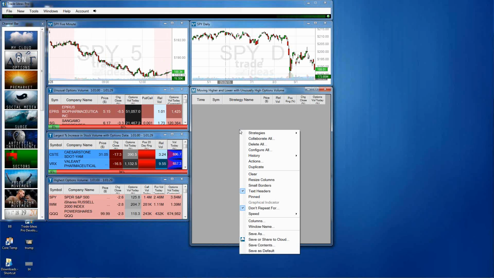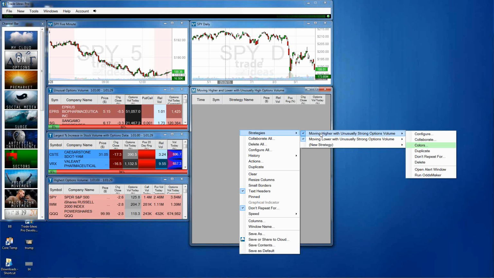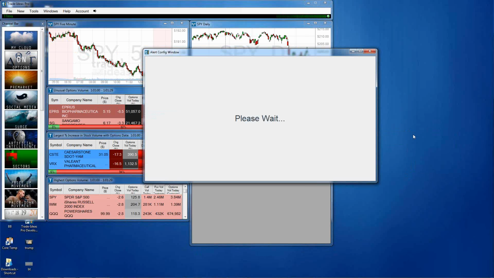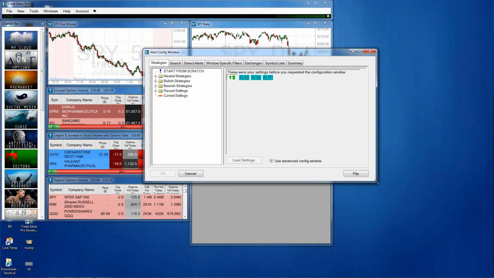So if we right-click and hover over the Strategies tab, you can see that I only have two strategies in here: moving higher with unusually strong options volume, and moving lower. So these are both their own independent strategy windows, but what we can do is use a multi-strategy window to monitor both of those strategies. So if I go into configure for the moving higher, here's the configuration string.